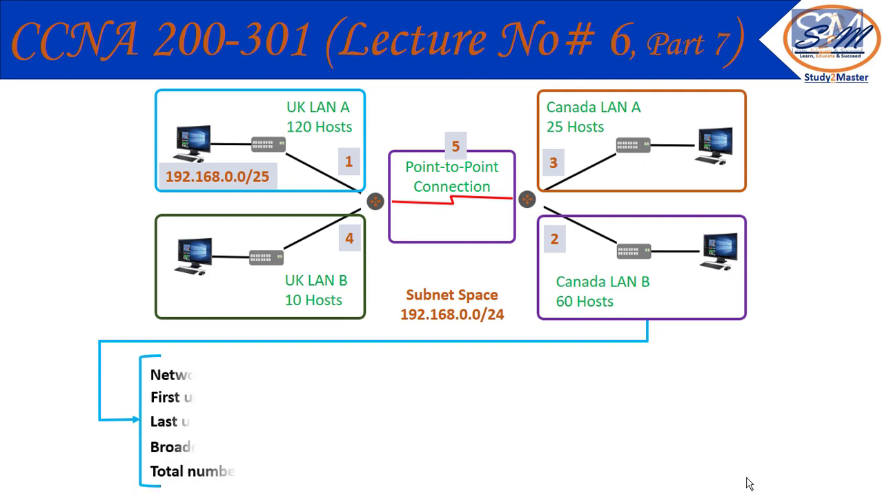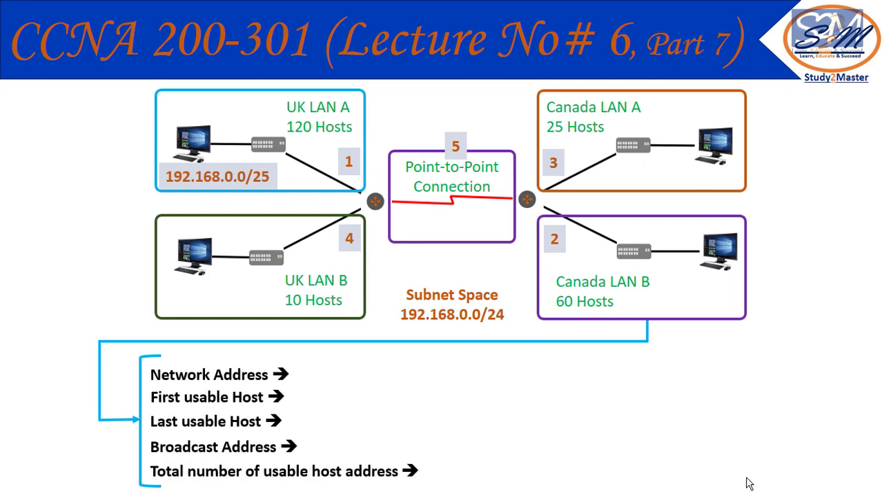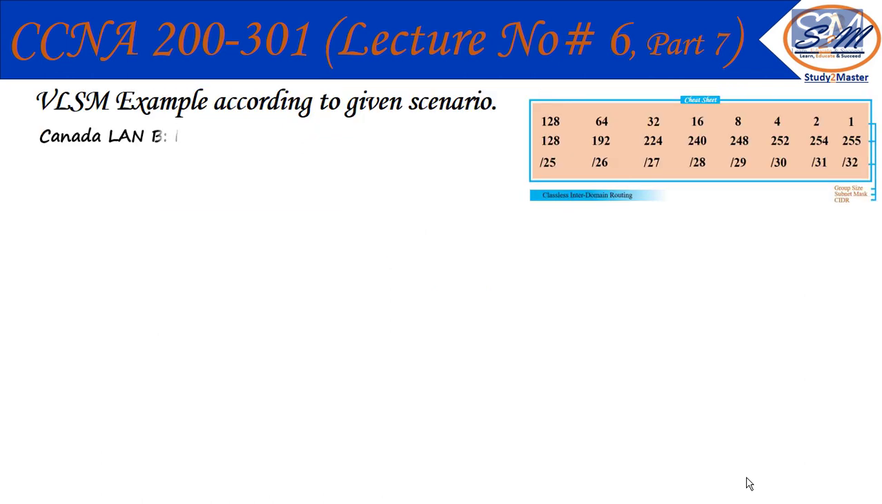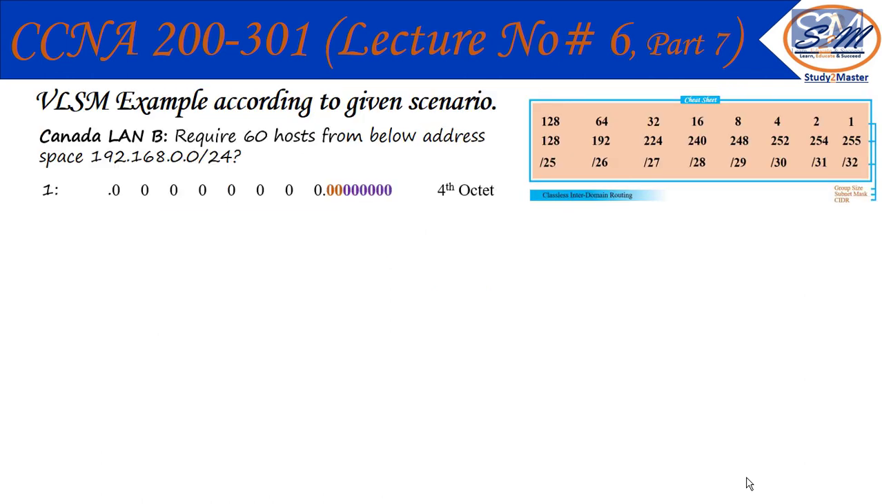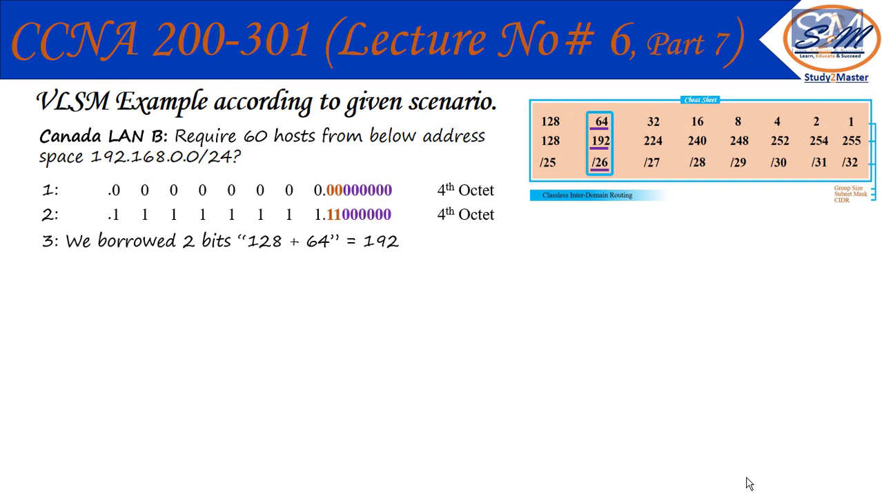The second largest IP address is Canada LAN B. So again, the process is the same as I told you. Now we should determine the list of addresses that we mentioned here. For example, Canada LAN B requires 60 hosts from the below address space, 192.168.0.0/25. Here we borrowed 2 bits, 128 and 64. Now we add these 2 borrowed bits together, which is equal to 192.